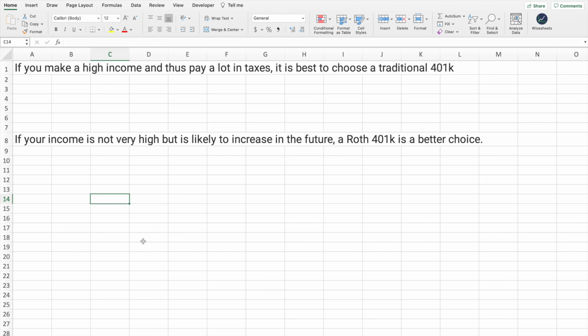So this also means that generally older people are going to be better off investing in a traditional 401k, versus younger people that are just starting out in the workplace, who are probably better off investing part of their money into the Roth 401k, because this is the most tax efficient way.